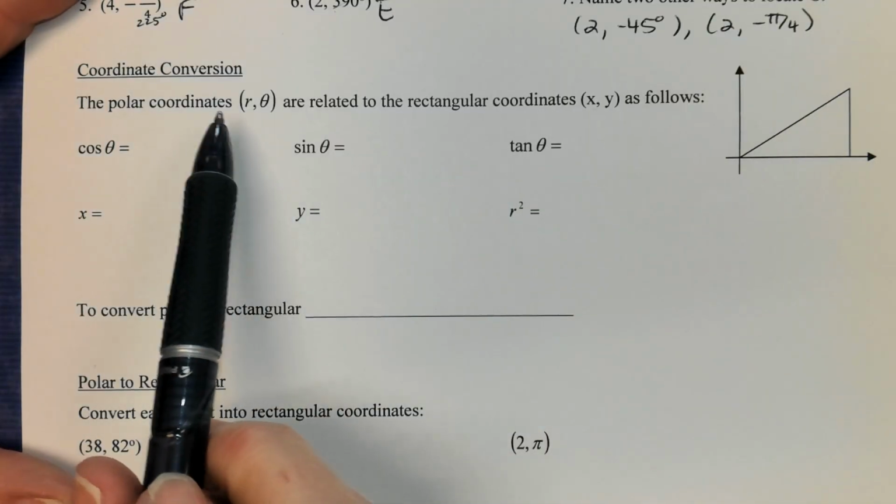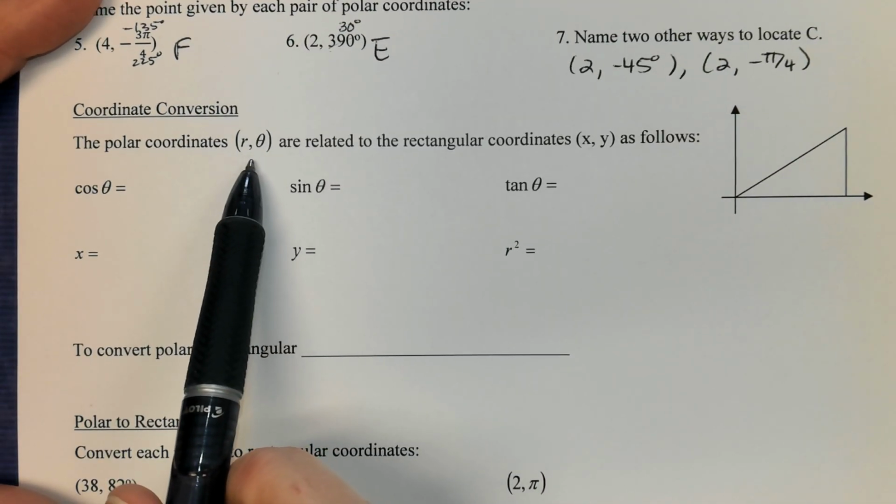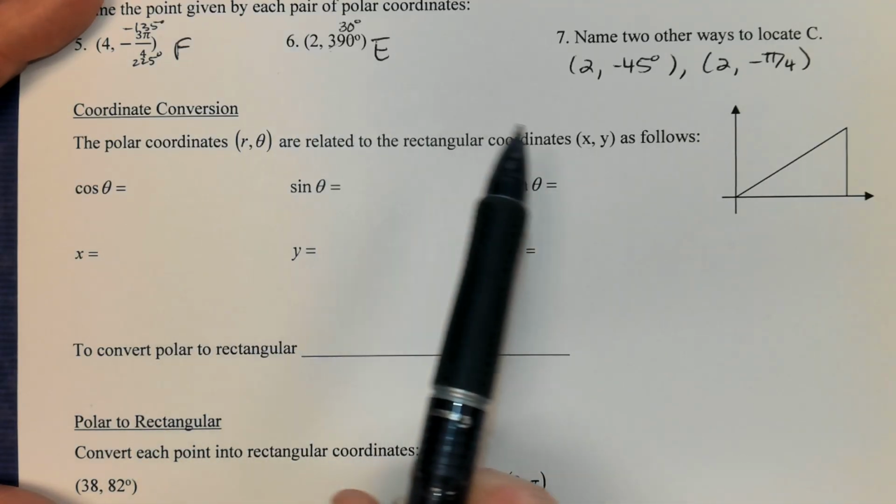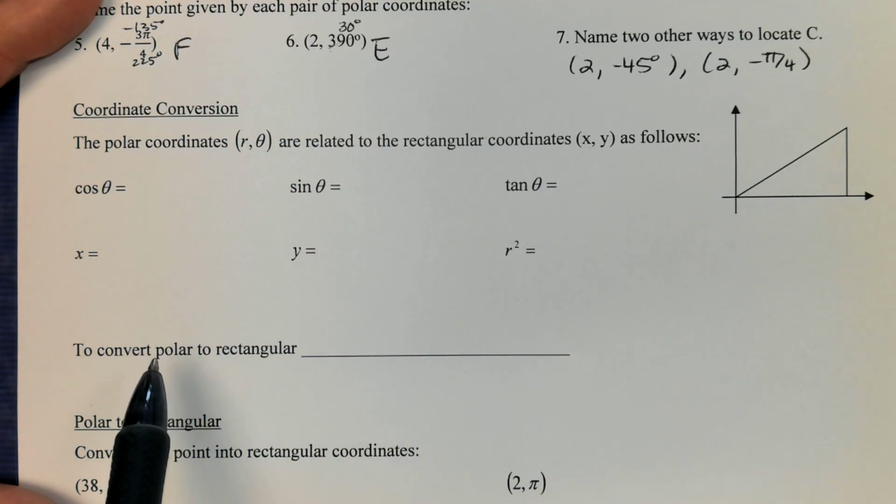This is what you've grown up with. And now we have polar, so r and theta. And we need to be able to convert between the two, kind of like having feet and inches or meters and centimeters. We have to be able to convert.